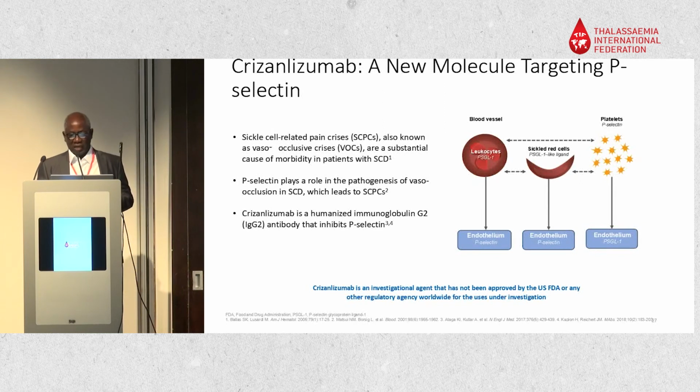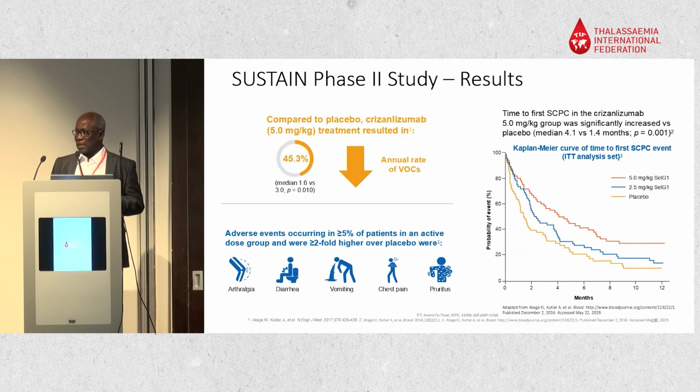Crizanlizumab is the typical example that has been licensed, also in 2019, and this is given once a month as an intravenous injection. Initially, I was a bit worried that might not be acceptable, but actually, if it can reduce the crisis and improve the outcome, then obviously it's worthwhile. We now have managed access in the UK.